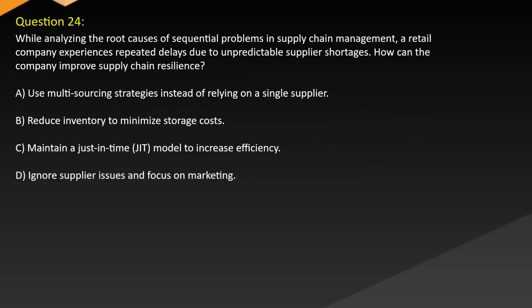Question 24. While analyzing the root causes of sequential problems in supply chain management, a retail company experiences repeated delays due to unpredictable supplier shortages. How can the company improve supply chain resilience?